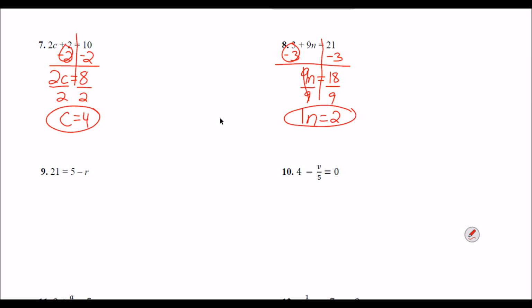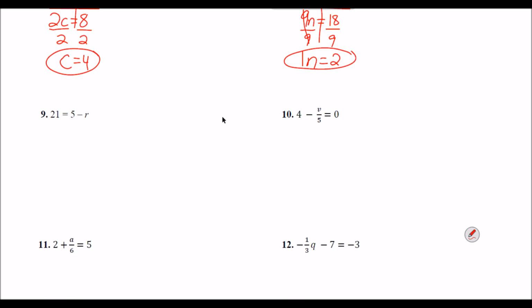All right, number 9. We have 21, which is equal to 5 minus r. I would highly recommend right here, since we don't have a coefficient in front of the r value, we've talked a lot about hidden numbers, and I would highly recommend that you write in minus 1r here. Okay, and that's going to become important in our last step.